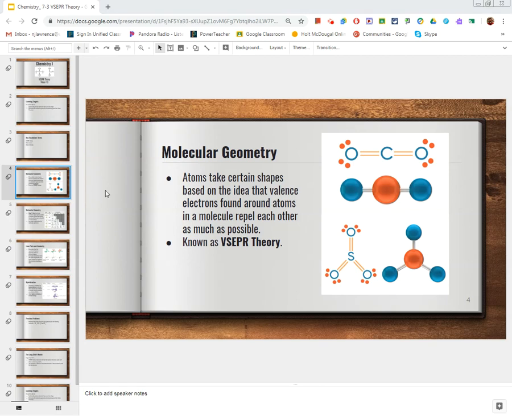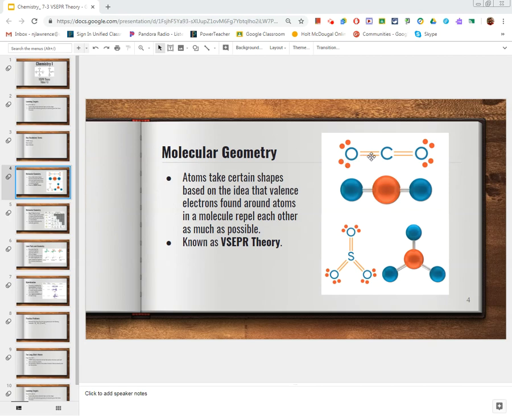When we look at molecular geometry, the whole idea is we start with our Lewis structure so that now we can begin to see how a molecule actually looks, the shape of it, the geometry of it. Atoms take certain shapes based on what their electrons are doing. The valence electrons around that central atom are going to repel each other as much as possible.